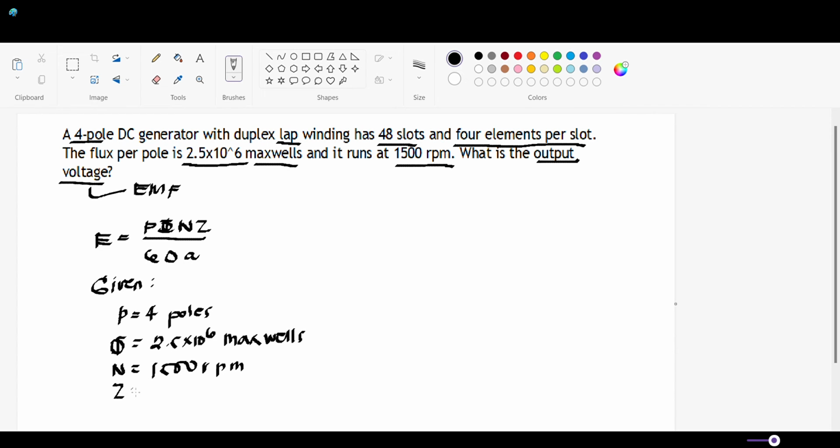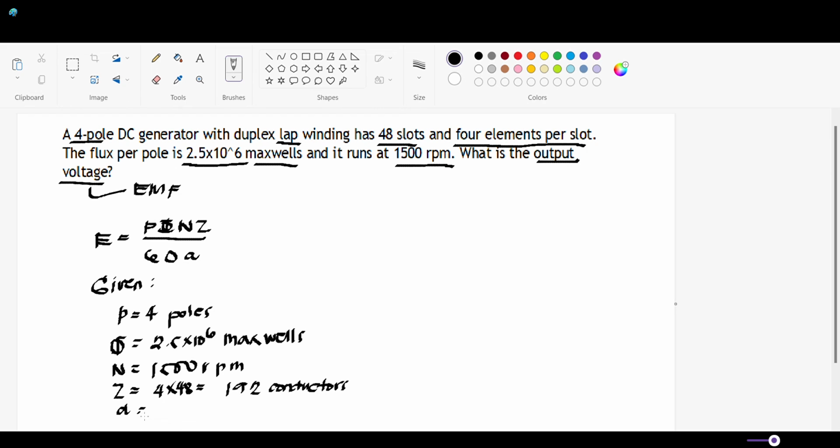And our number of conductors. So let's look at the problem. It says here that there are 48 slots, and in each slot there are 4 elements. So 4 times 48, that would be 192 conductors.